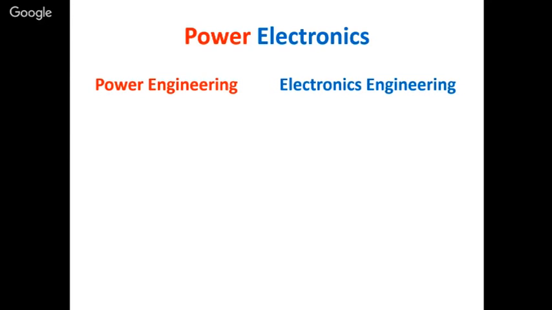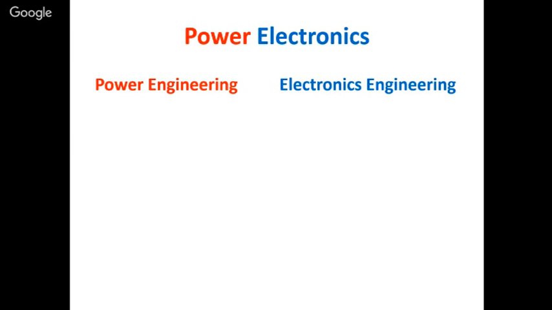So here, mainly, you can see two things. Power electronics is a combination of two fields. One is power engineering and another one is electronics engineering. You can divide them into two. So how will we tell the differences between power engineering and electronics engineering? The first thing is the signal level.